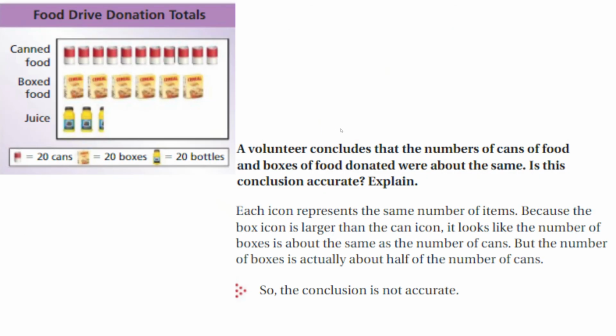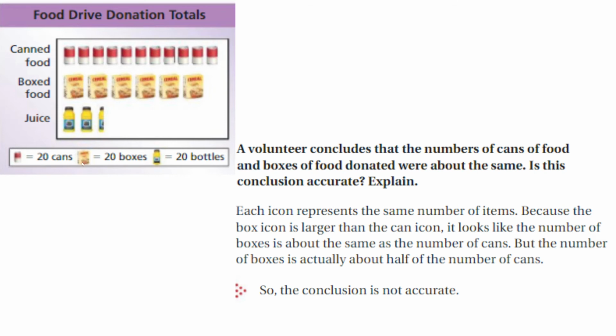Okay, in this example, it says a volunteer concludes that the number of cans of food and boxes of food donated were about the same. Is this conclusion accurate? Explain. So we look at this and it looks like the amount of canned food and the amount of box food is pretty close together, right?